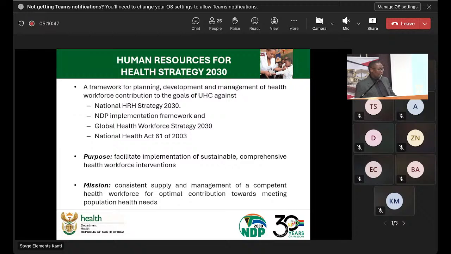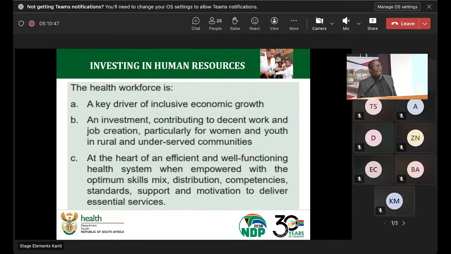But the purpose of the strategy is to facilitate implementation of sustainable comprehensive health workforce interventions. But it's also underpinned by the issue of consistent supply and management of a competent health workforce for optimal contribution towards meeting the population needs. Especially in this era of limited resources, one of the things that we are highlighting from an HRH perspective now, and when I preach, I always wish that I'll have people that are converted and will have more disciples, as Jesus Christ was doing in his journey.